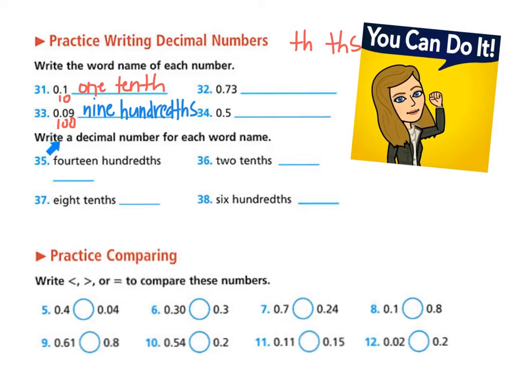Then, on the next section, we're writing the decimal number for each word name. So this one says 14 hundredths. So let's get my 100 ready since we're hundredths. So decimal point, then 14, the number 14. Okay, beautiful. So 0.14 is 14 hundredths. Then I'm going to do this one, 8 tenths. So let's get the tenths ready to show. Using my handy dandy trick, 8 tenths. All right, so 0.8 is equal to 8 tenths. I would like you to solve 36 and 38.